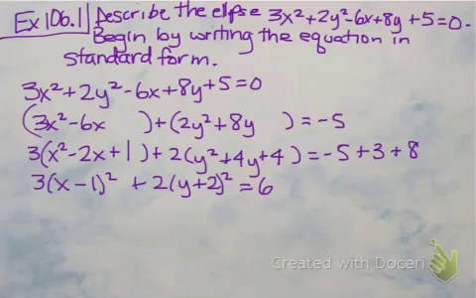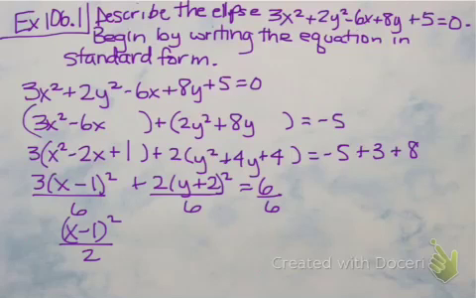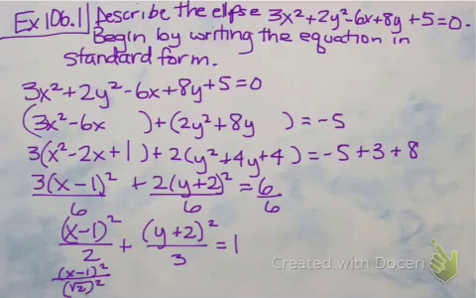And the last step is to make that constant term equal to 1, so we'll divide everything by 6. So we end up with (x minus 1) squared over 2 plus (y plus 2) squared over 3 equals 1. Now if you remember, the bottom is going to need to be squared. So 2 is actually the square root of 2 squared, and 3 is the square root of 3 squared, equals 1. So that's the standard form.